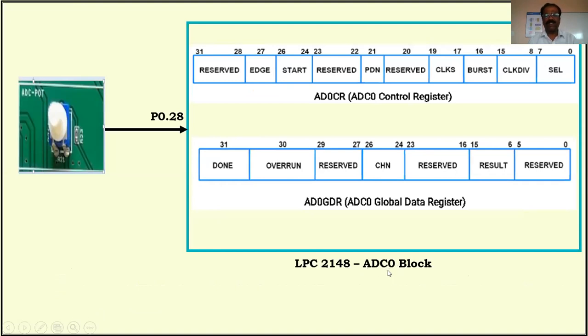We are using ADC 0. If you go for that, we have so many registers. I'm going to concentrate only on two registers. One is called the control register, AD0CR. AD0 means ADC 0.